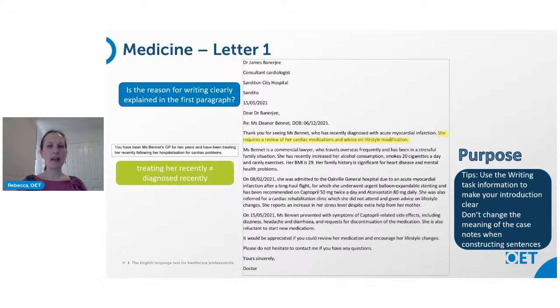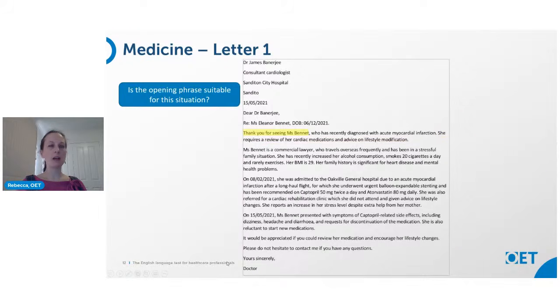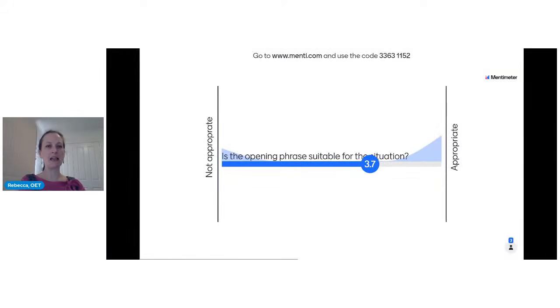All right, let's have a look at another question. This one is, what do you think about the opening phrase? Thank you for seeing Ms. Bennett. Do you think this is suitable for this situation? And you can click on the link from the chat now to answer. For this question, you've got a sliding scale to choose from. Do you think it's an appropriate way to start the letter, or do you not think it's an appropriate way? Or you can slide the scale to somewhere in the middle. So let me know what you think. Is this an appropriate way to start this letter? You can choose from appropriate, not appropriate, or somewhere in the middle. What do you think? Is this a good way to start the letter? Or comment into the chat if you prefer.